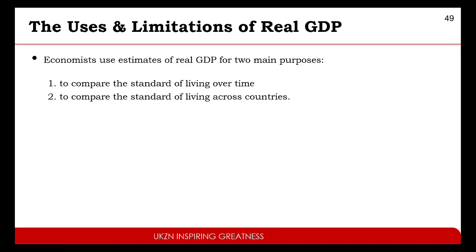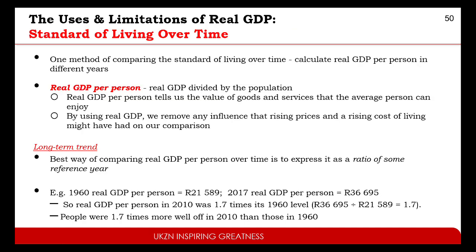Limitations of real GDP. There are a lot of different harmful things about real GDP. Economists use real GDP for two main purposes, to compare the standard of living across countries. So it's a good thing to use to see how good the standard of living in the country is. One method of calculating standard of living is GDP per person. GDP per person is simple: real GDP divided by the population. If your real GDP is 50 million and you have 20 million residents, 50 million divided by 20 million will give per person.